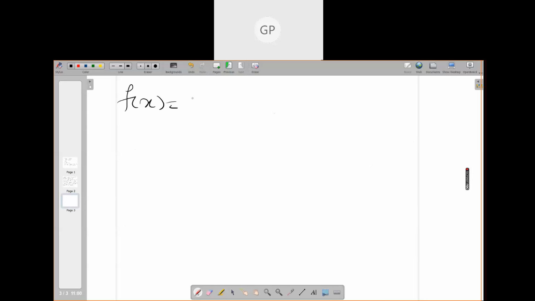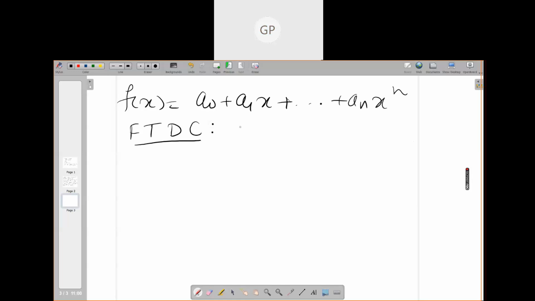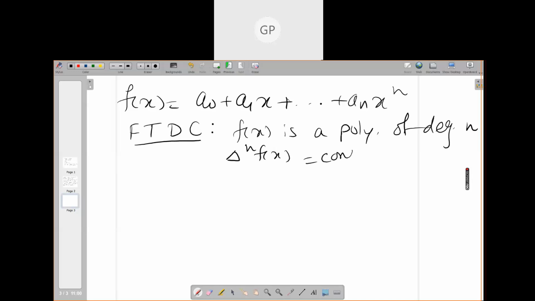Do you remember? A naught plus a1 x plus a2 x square and so on. The fundamental theorem of difference calculus says that f of x is a polynomial of degree n, and when you apply delta n times on that, it is a constant. And delta raised to n plus 1 and higher order differences become 0 or they vanish. Okay, now we are considering the reverse. Here this was our assumption, and this was our conclusion, right?